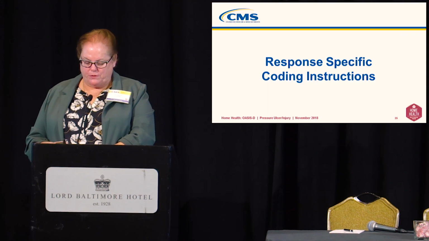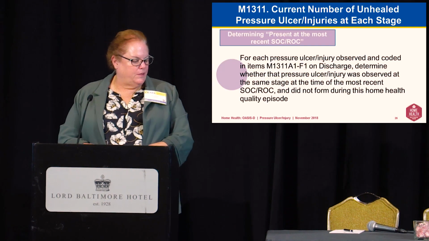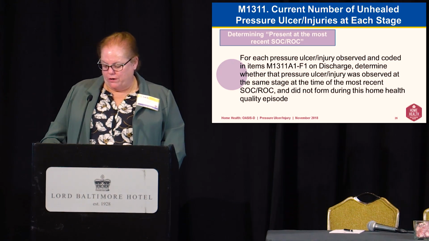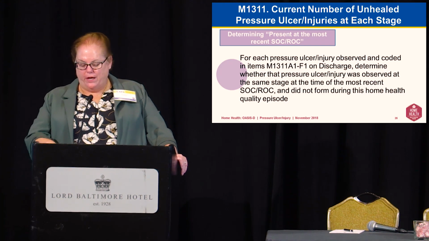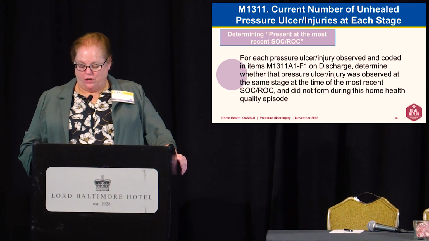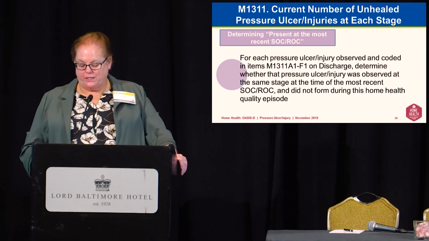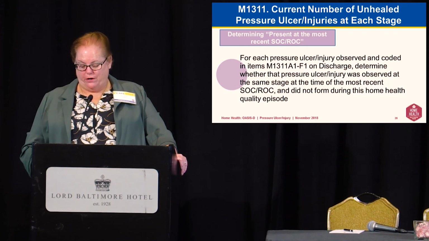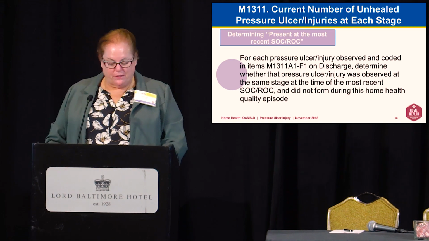So let's go through some specific coding instructions. So determining present at the most recent start of care or resumption of care. For each pressure ulcer or injury observed and coded at M13A1 through F1 on discharge, determine whether the pressure ulcer injury was observed at the same stage at the time of the most recent start of care or resumption of care. It did not form during the home health quality episode. So that's an important piece.